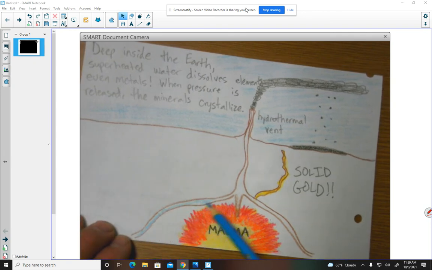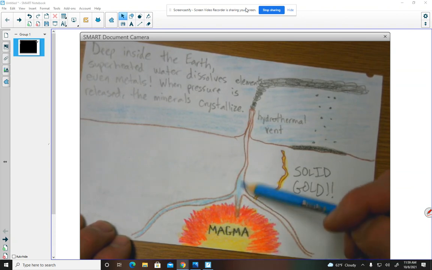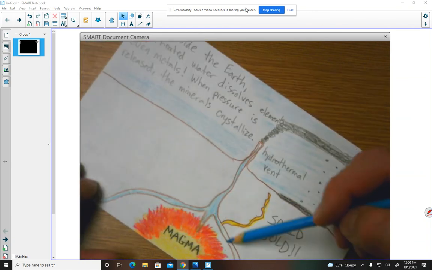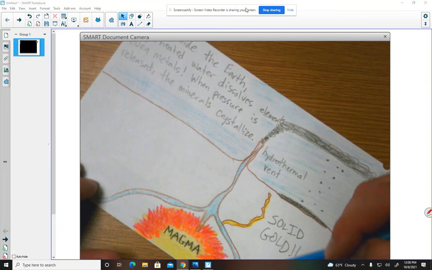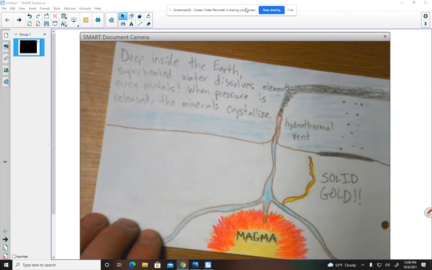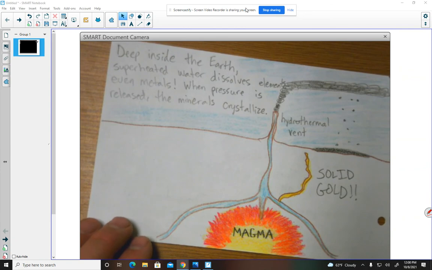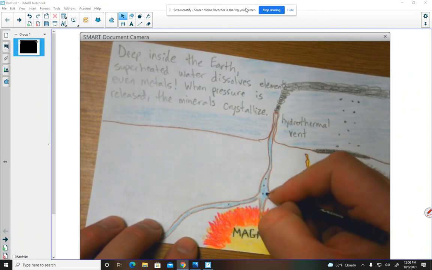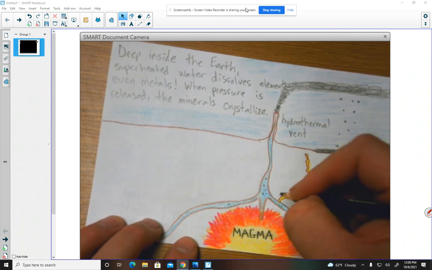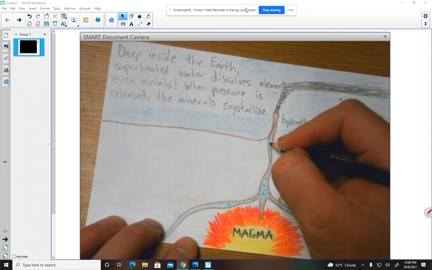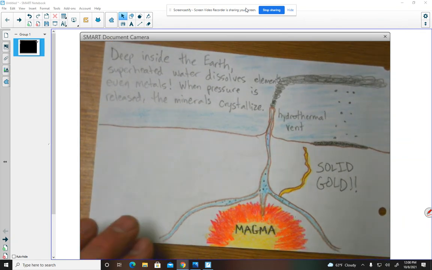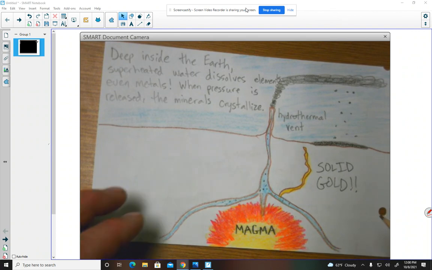Here's our superheated water with minerals dissolved into it. I'm using black just to represent some of those dissolved minerals and things. Cool. Now there's one more thing I'd like to add here, or two more captions quick. So over here, minerals form in veins in the rock.